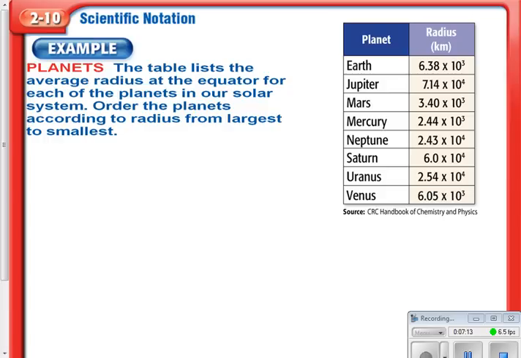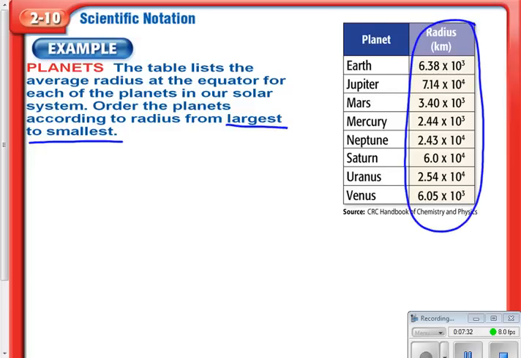Here, what we need to do, it says planets. The table lists the average radius at the equator for each of the planets in our solar system. Order the planets according to the radius from the largest to the smallest. Now, if we look at our list here, on this side, all of our radiuses are in scientific notation, meaning that this first number is at least 1, but less than 10. So if they're all in scientific notation, we're able to compare the powers of 10. And we know that all those 10 to the 4th powers would be bigger than 10 to the 3rd power.